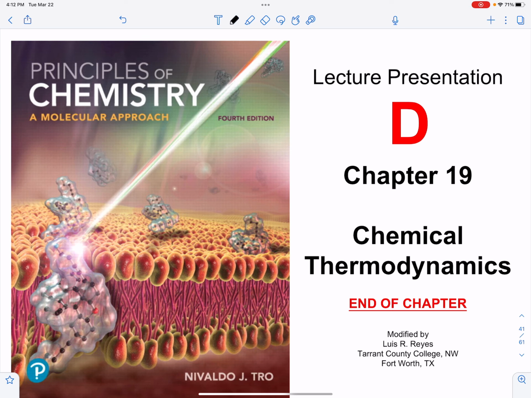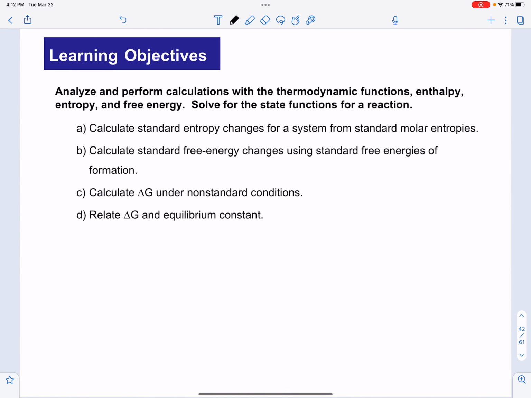Welcome back. So we find ourselves at the end of the chapter, and this is the part where we're gonna start relating thermodynamics to equilibrium. So what are we gonna do on this part of the chapter?